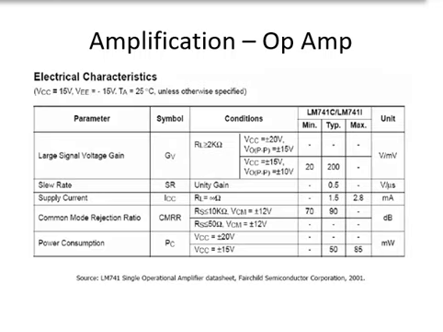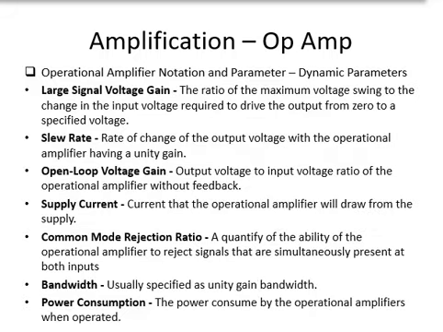And last but not least, large signal voltage gain, slew rate, supply current, common mode rejection ratio, CMRR, and power consumption. The large signal voltage gain is the ratio of the maximum voltage swing to the change in the input voltage required to drive the output from 0 to the specified voltage. Slew rate is the rate of change of the output voltage with the operational amplifier having unity gain.